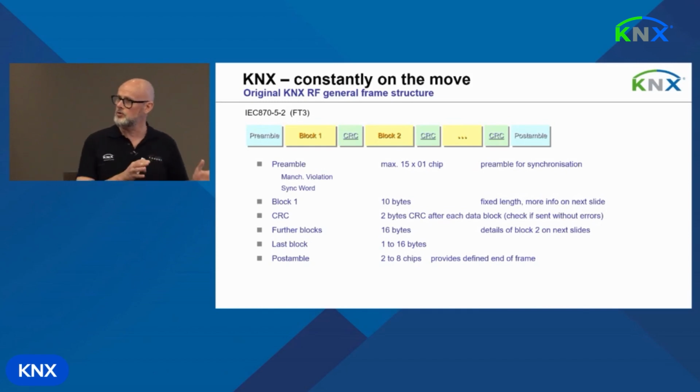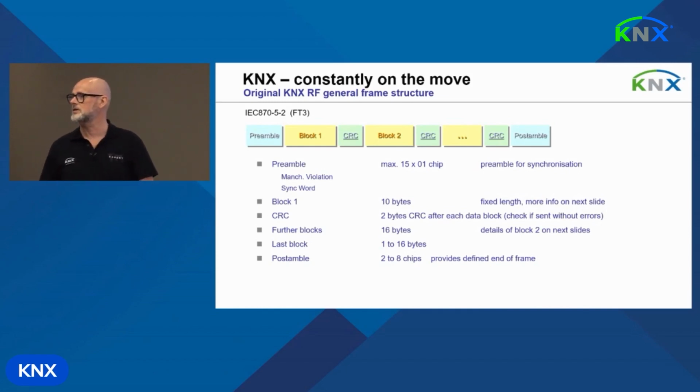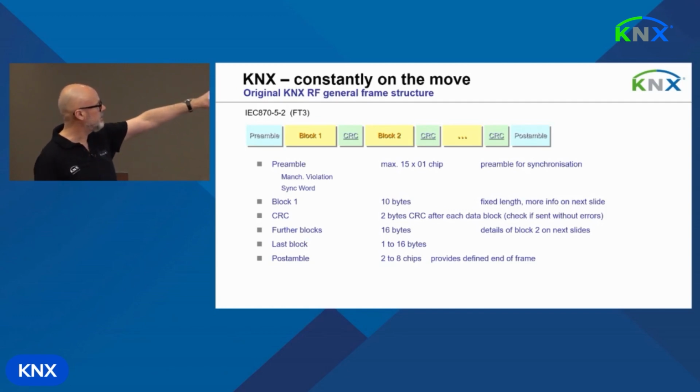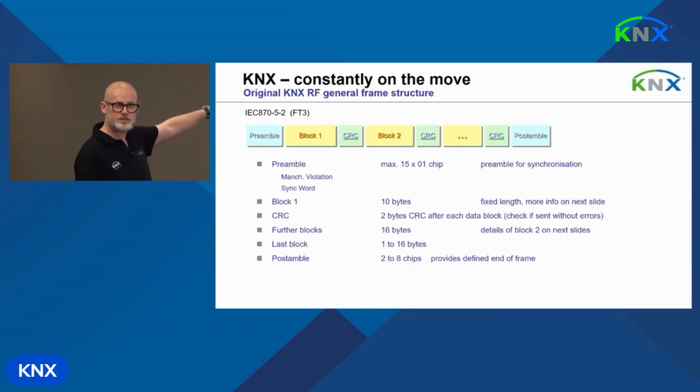I promised you that we would look briefly at the KNX radio frequency telegram structure. This is the general structure, in accordance with this FT3 standard. We start with a preamble. We have a first block with its corresponding CRC, a second block with the corresponding CRC, and further blocks with their corresponding CRC, and then a postamble. The preamble, as I have already mentioned, has this Manchester violation and this sync word.